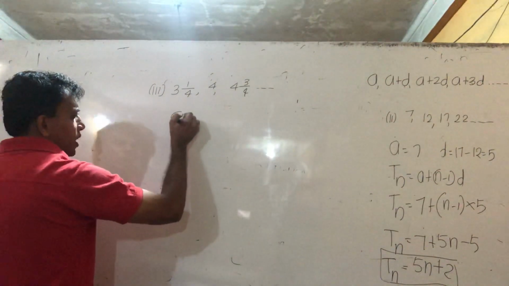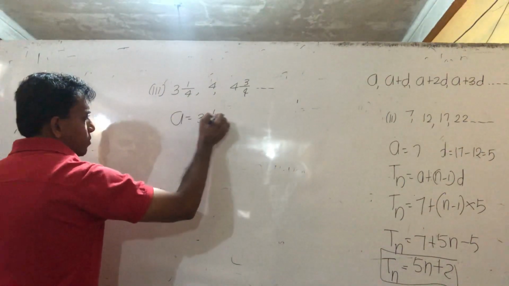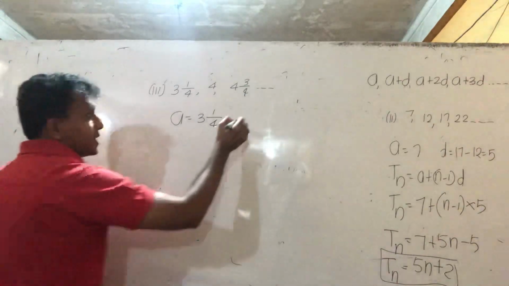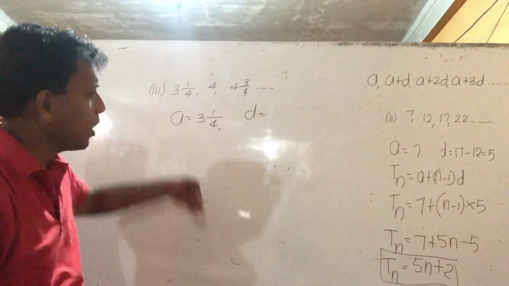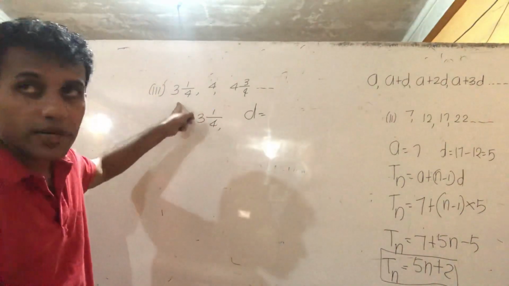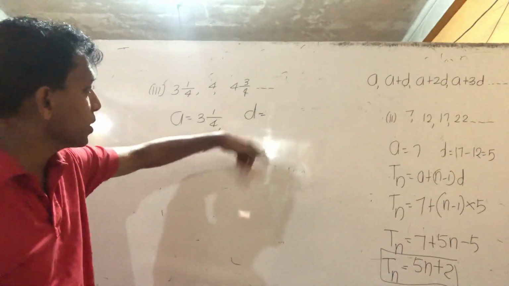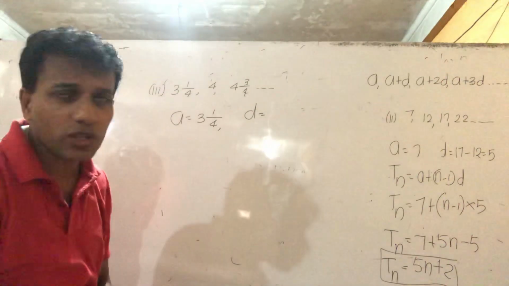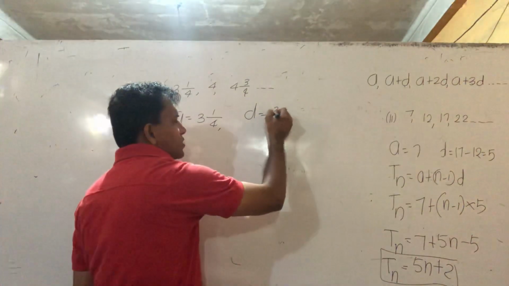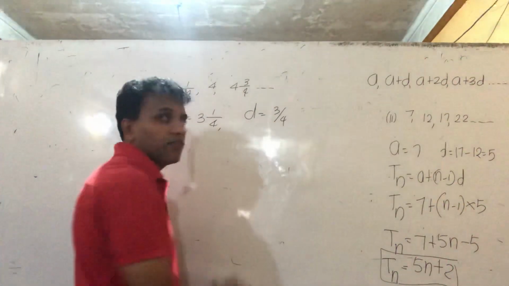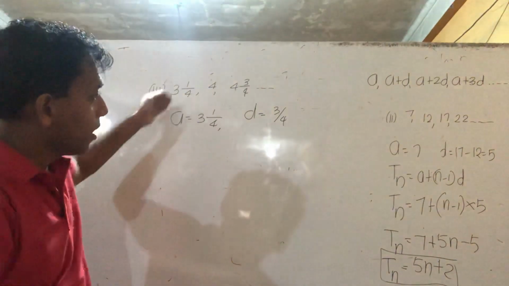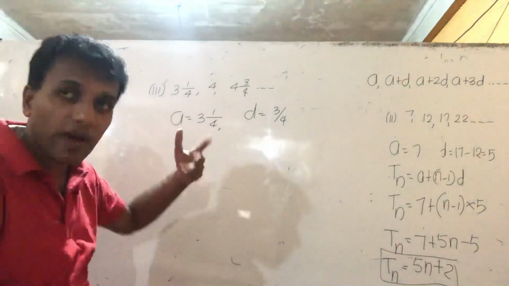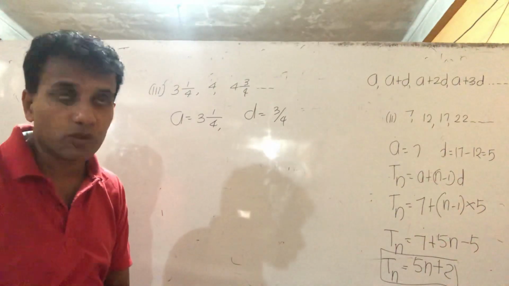So what is the idea here? A is 3/4. What is D? What is the common difference? See how it increased: 3/4, here 4, here 4 3/4. It increased by what? 3/4. Very clear, you can write 3/4. The common difference is 3/4. Or take 4 minus this, or this minus this, fine. It's the common difference, right?